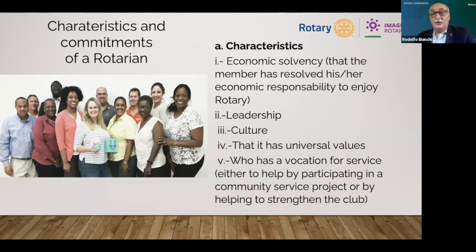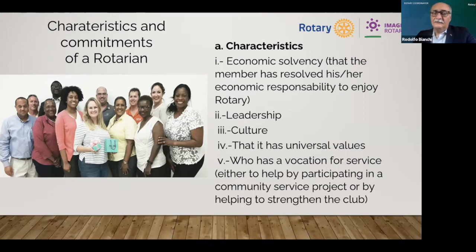Your future members have to have universal values. We want people in Rotary that have values. And there are many values that we share with all the Rotary community around the world. The new member and your members should have and practice these universal values.